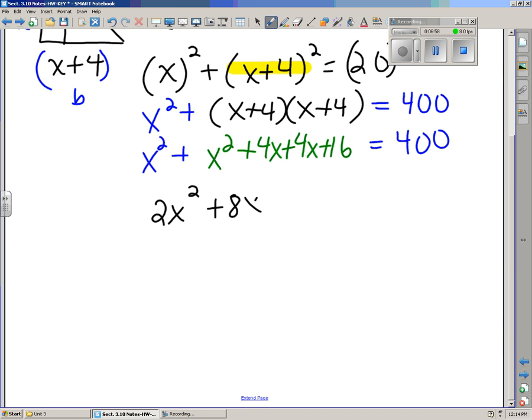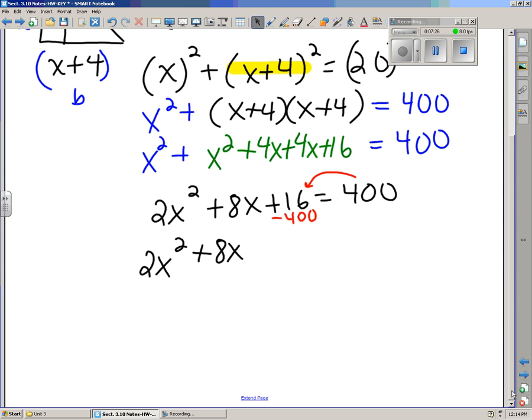There's 8x plus 16 equal to 400. We have to set the equation equal to 0. 400 has to be subtracted from both sides in order to become 0. So I'm going to do this kind of in my head a little bit. 2x squared plus 8x. When I subtract 400 from 16, you're going to get negative 384. And remember, you subtracted 400 from itself. That's how you moved it over to the left, equal to 0.